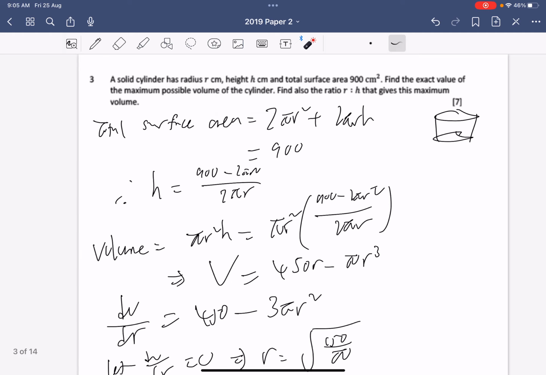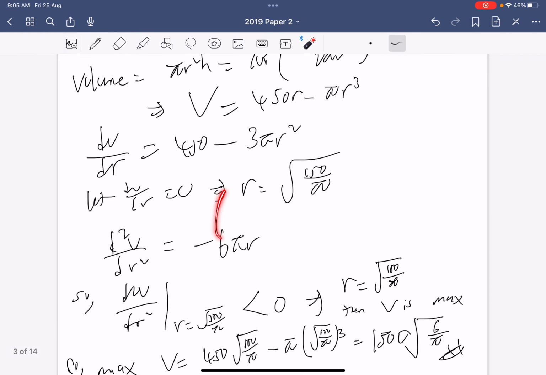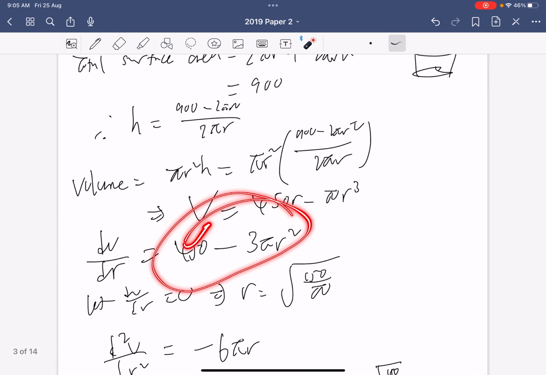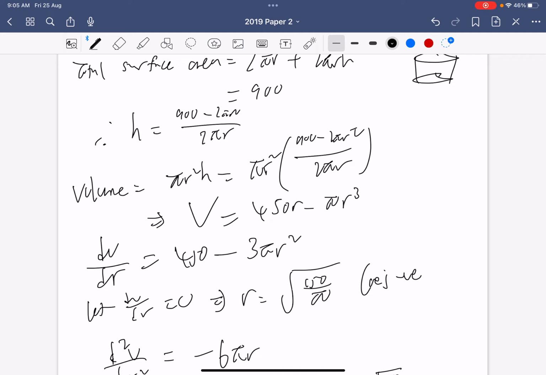To find the maximum, we need to differentiate it. So we get this expression, and dV/dr equals 0, because you want to find the maximum point. Then r has to be square root of 150 over pi, and we have to reject negative since r is larger than 0.